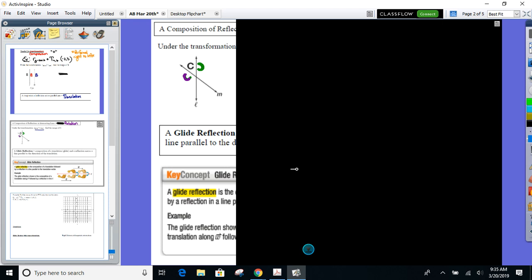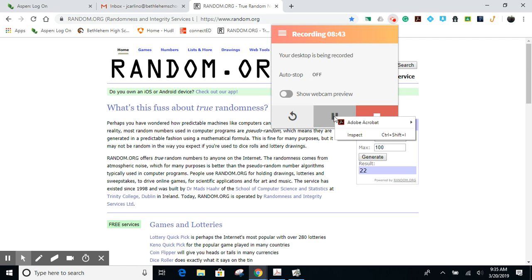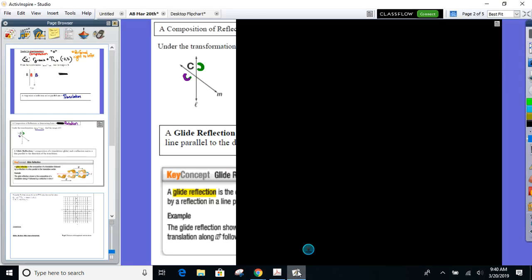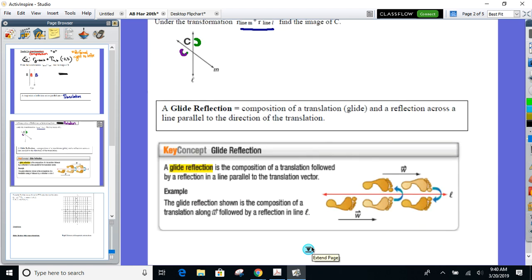But here we go, everyone outside. Here we go. Okay, so if you see here, again, reflect, slide parallel. All right, reflect, slide parallel. Again, the slide could come first. Okay, but it's got to be a reflection and a translation.